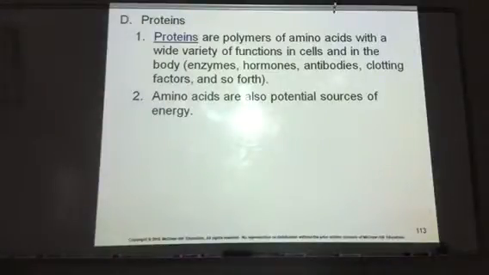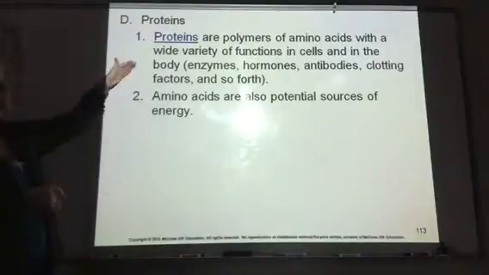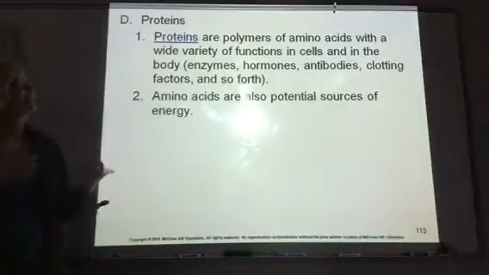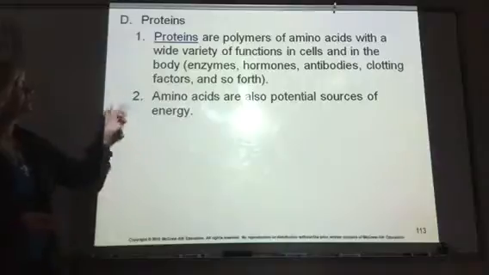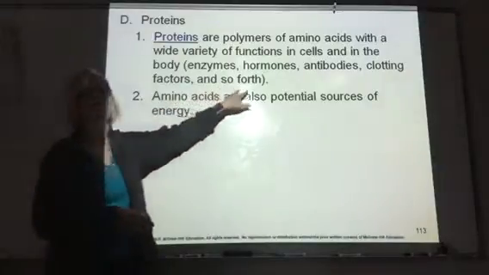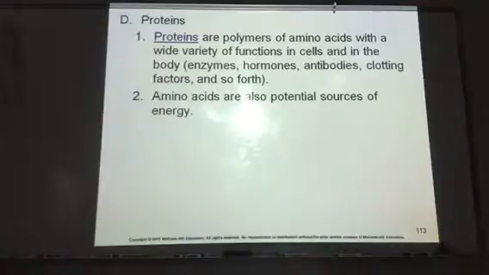Proteins, I'll keep going here. Proteins are polymers of amino acids. Wide variety of functions. Proteins are very important. In DNA biology, we talk about synthesizing proteins and how important they are because they are used for almost everything inside of your body. They make hormones, they make enzymes, they make antibodies, they help clot your blood, and so forth. Proteins are very, very important and involved in all sorts of body functions.